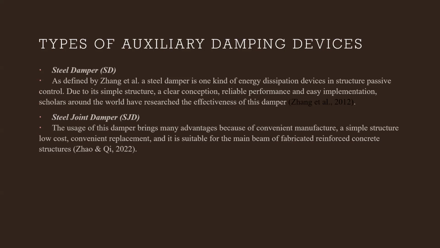As defined by Zhang, a steel damper is one kind of energy dissipation device in structural passive control. Due to its simple structure, clear conception, reliable performance, and easy implementation, scholars around the world have researched the effectiveness of this damper. We can also have a steel joint damper, and the usage of this damper brings many advantages because of convenient manufacture, a simple structure, low cost, convenient replacement, and it is suitable for the main beam of fabricated reinforced concrete structures.